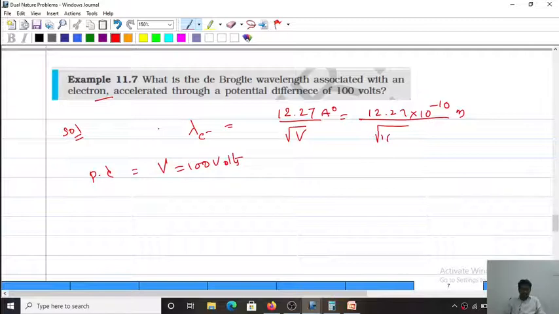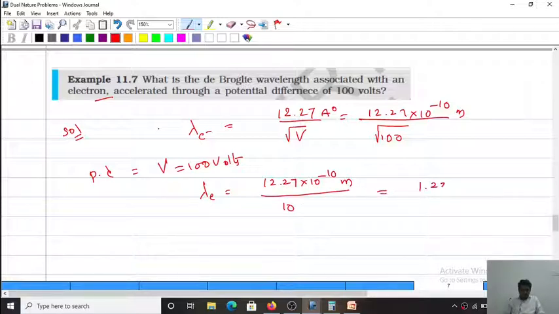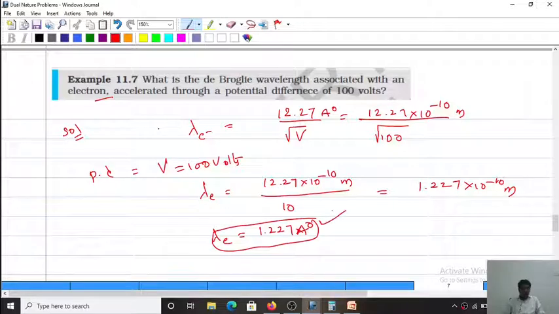So we get lambda electron is equal to 12.27 into 10 power of minus 10 meters divided by 10, that is equal to 1.227 into 10 power of minus 10 meters, nothing but an angstrom. So this is the de Broglie wavelength associated with an electron. With this problem we have completed all the problems from this chapter. I think you understood the problems. Okay, thank you.